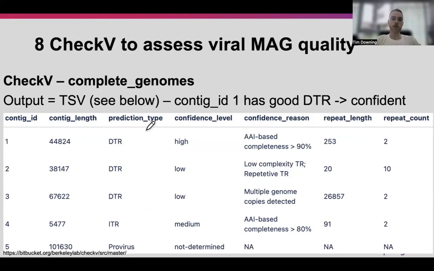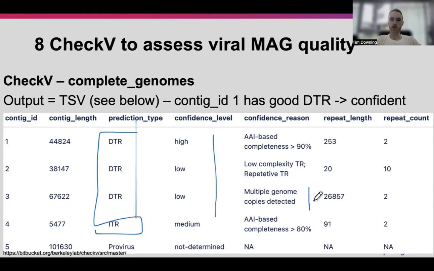For the complete genomes, what you can see is that we have predictions for DTRs and ITRs in 4 of these, which is unusually good. The confidence level does vary. For example, for contig 3, we see multiple genome copies present. And the completeness for the first one, for example, is much higher than for the other ones. So the accuracy and confidence for the first contig is much higher, and with the other ones, it's definitely lower.